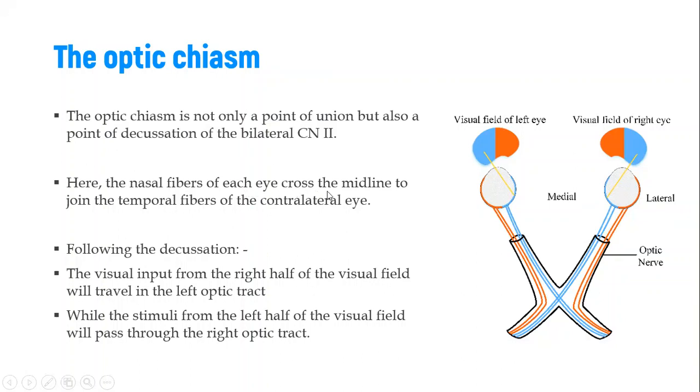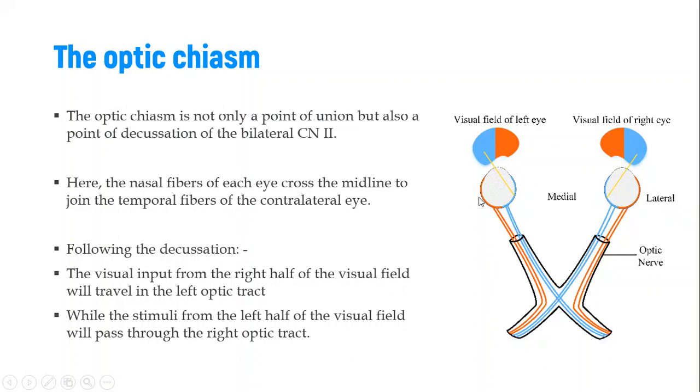So the nasal fibers of each eye cross the midline, joining the temporal fibers of the contralateral eye, or basically of the other eye. So following the decussation, the visual input from the right half of the visual field will travel to the left optic tract. If this is your right side, the visual field where the nasal retina is looking is half of this right field of view. But all of it will be carried to the left side.